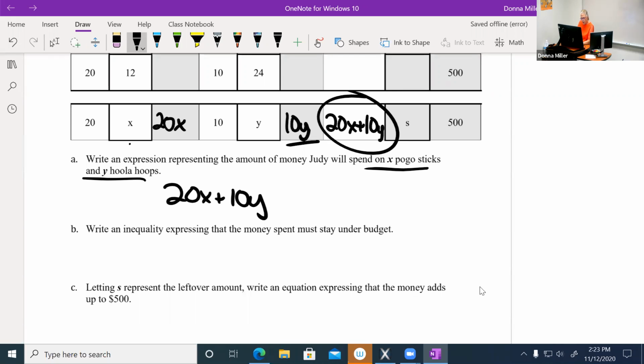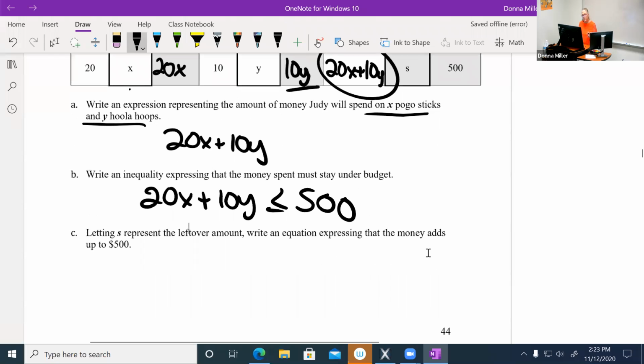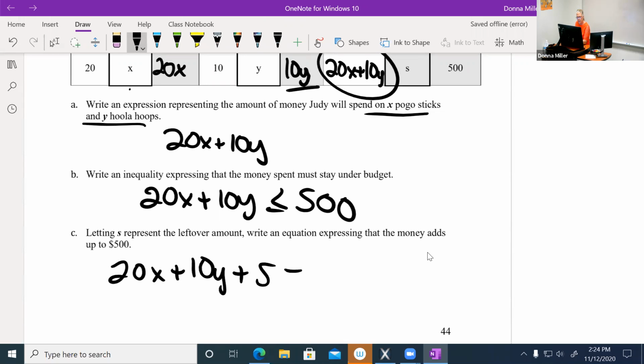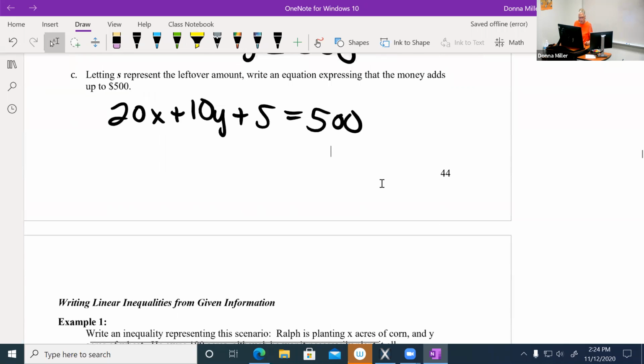Write an inequality expressing the money spent must stay under budget. So I know that the money she spends has to be less than or equal to 500. And turning that inequality into an equality, I just add that slack variable. So I want 20x plus 10y plus the leftover to equal 500. So with your constraints, you're adding slack variables to turn them from inequalities into equalities. That's what you're doing. Is that okay?